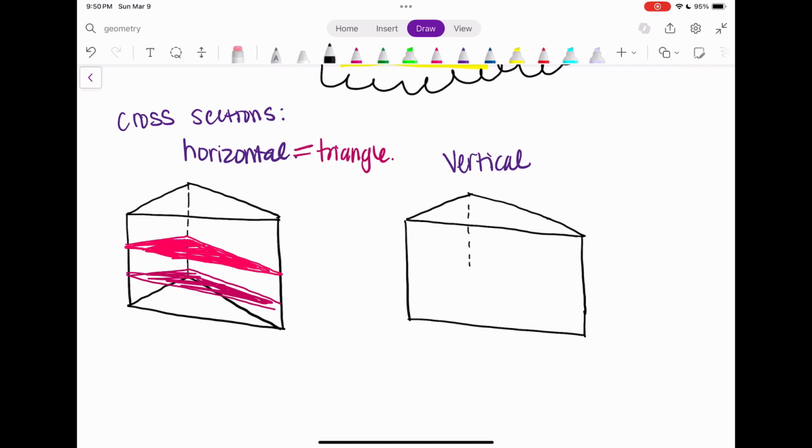So if I were to have a plane, an axis, or a knife, and I were to cut through this vertically, I would actually get a line connected from the top to the top, and the bottom to the bottom, and I should get a cross section of a rectangle. So my vertical cross section should be a rectangle.